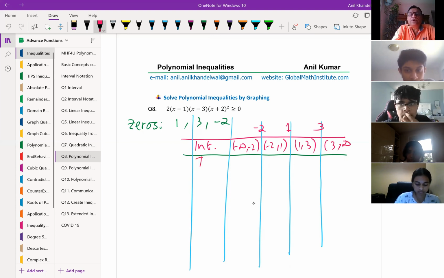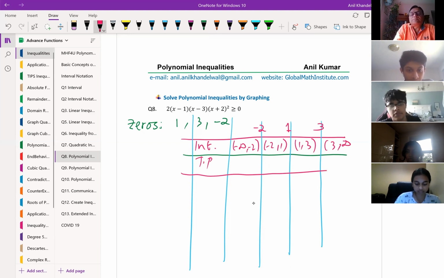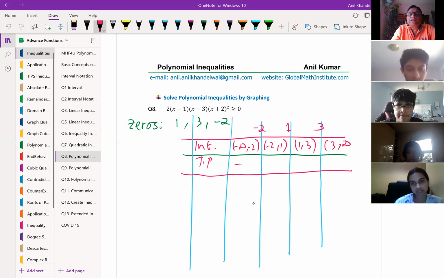Let's take test points in these intervals. Okay, Akshat, what test point will you take? From -infinity to -2, we can take -3. Yeah, this was a good point. 2 and 4, correct?